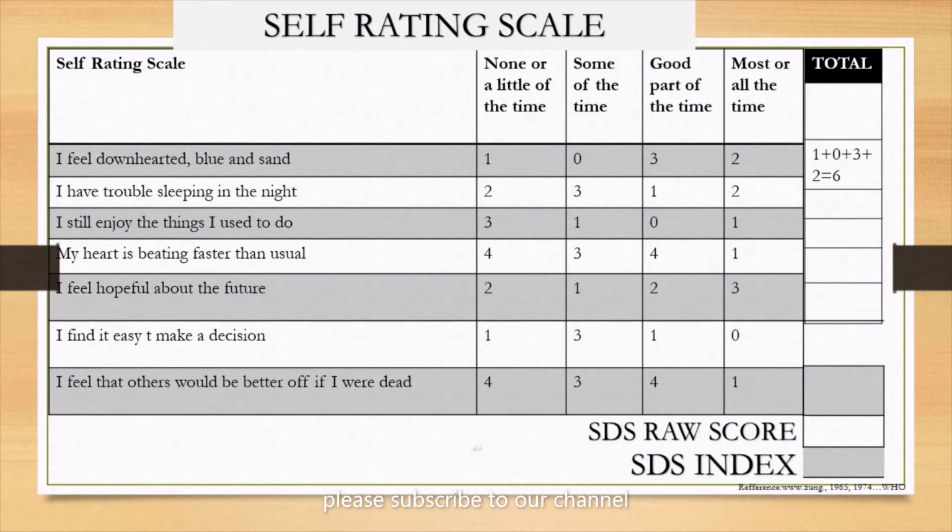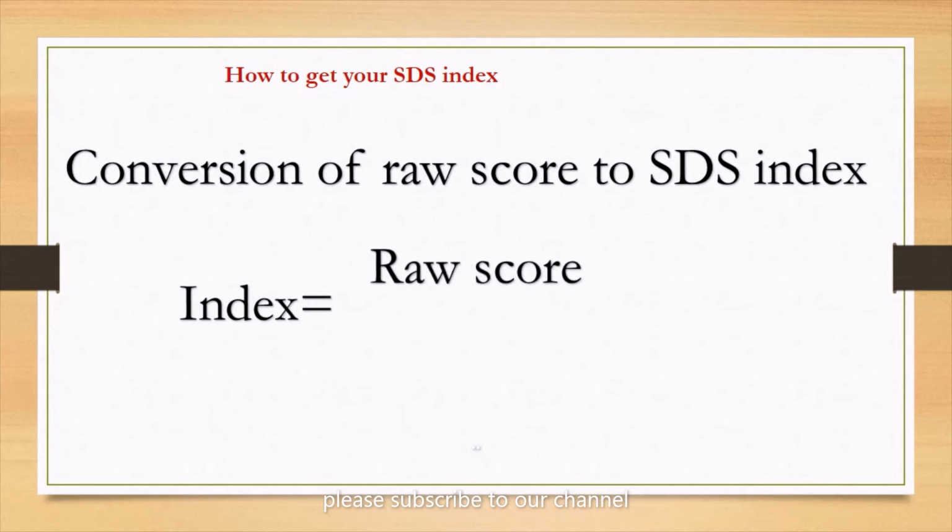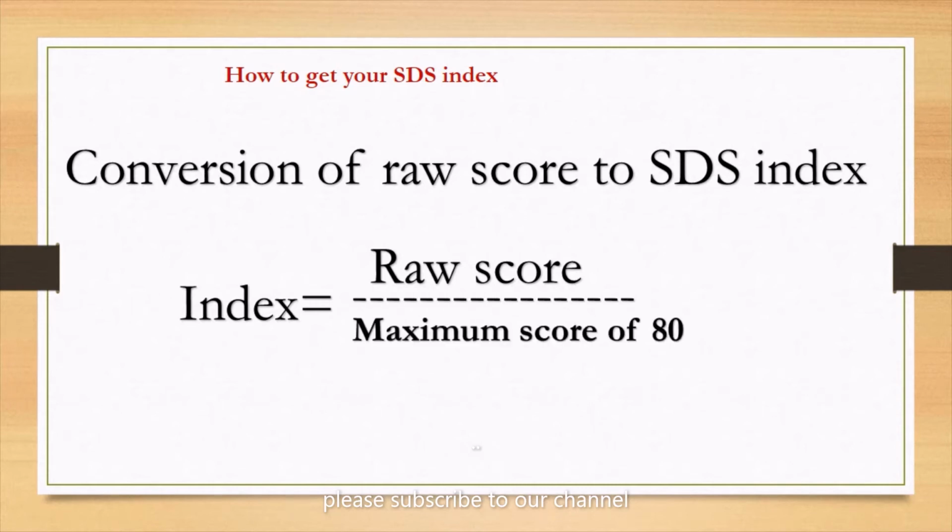At the end of the day, note the SDS index. You'll be able to calculate the SDS index by using the SDS raw score. The maximum raw score should be 80. The SDS index is expressed as a percentage of the SDS raw score. I'll show you how to calculate it. Simply, this is how you can get your SDS index. Conversion of raw SDS score to SDS index. The index is equal to the raw score that you got from the summation of the total frequencies, divided by the maximum score, which is always 80, multiplied by 100.